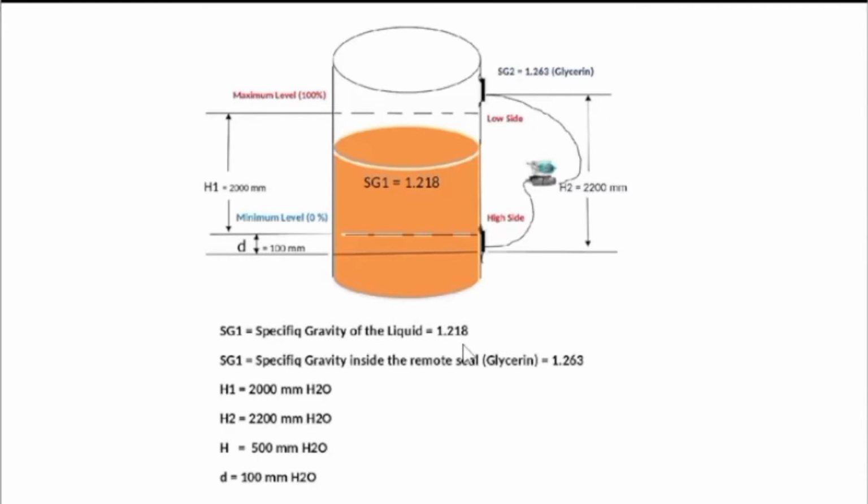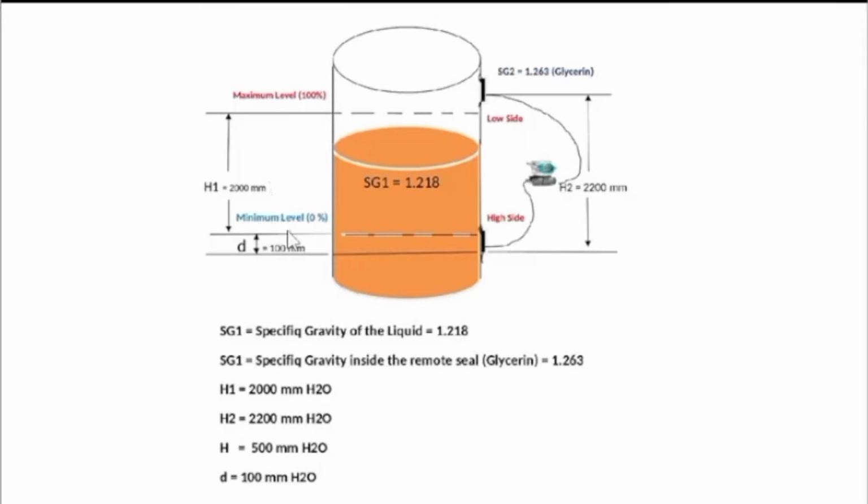Now today I will describe this level measurement system. Here is a tank you see. Inside the tank, the liquid specific gravity is likely 1.218, and the transmitter has a remote seal inside a capsule. Inside this remote seal there is liquid, which is likely glycerin, and its specific gravity is 1.263. Today we will calculate the range and span.